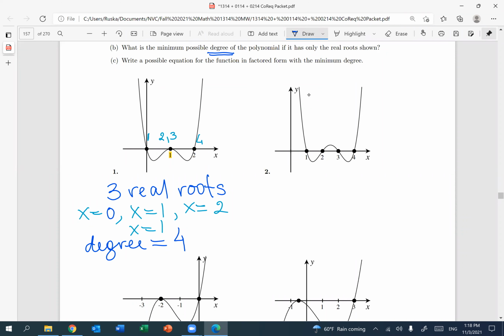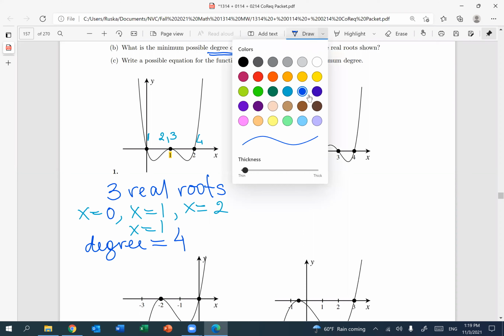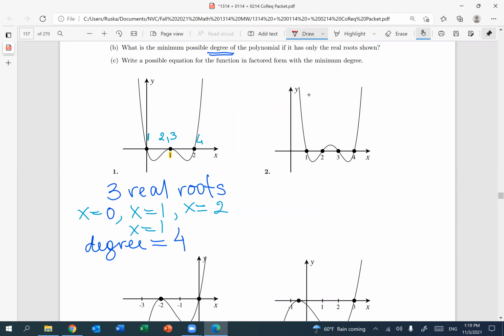Okay, so let's write the possible equation. x equals 0 is going to give me, I'm going to write the answer down here. So the possible equation is going to be, from 0, you're going to get x. Then you're going to have x minus 1, and there are 2 of those, so I'm going to put a square. Always, if you bounce, it has to be squared, has to be 2. And then from the 2, I'm going to get x minus 2. So this is the factor form of that graph.